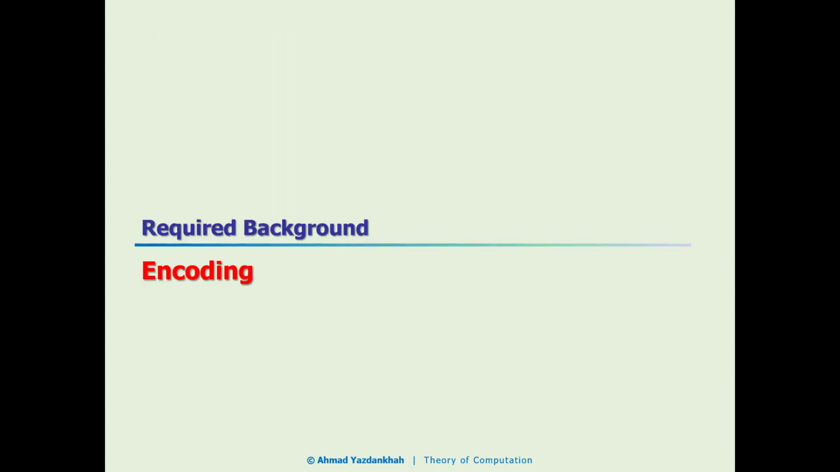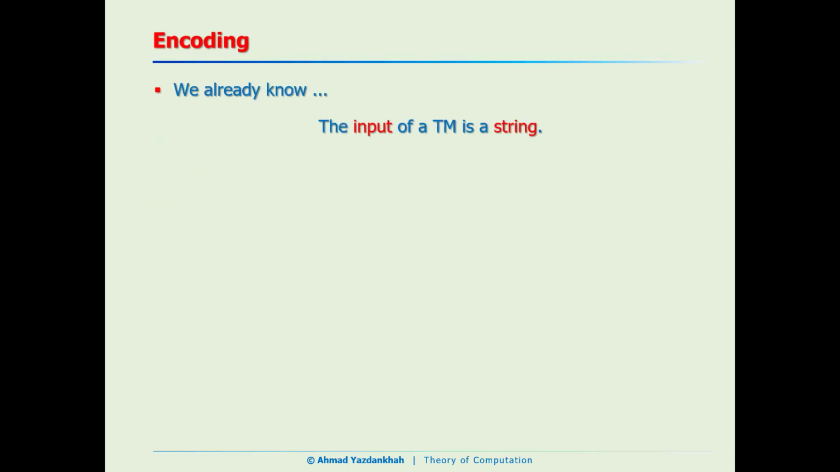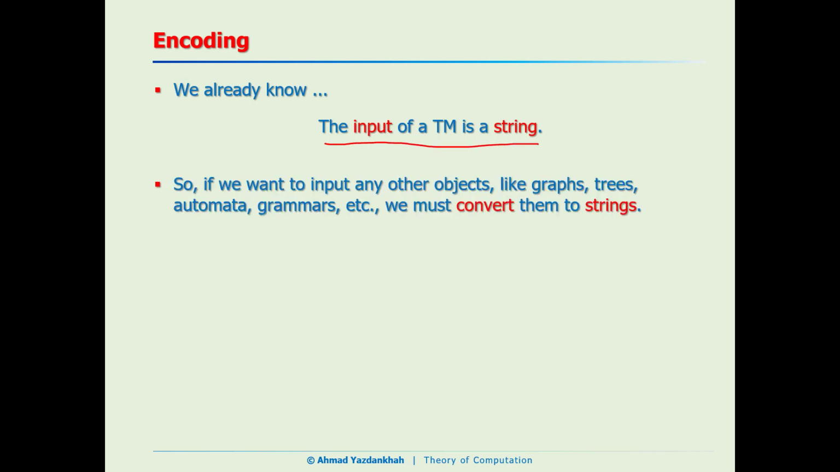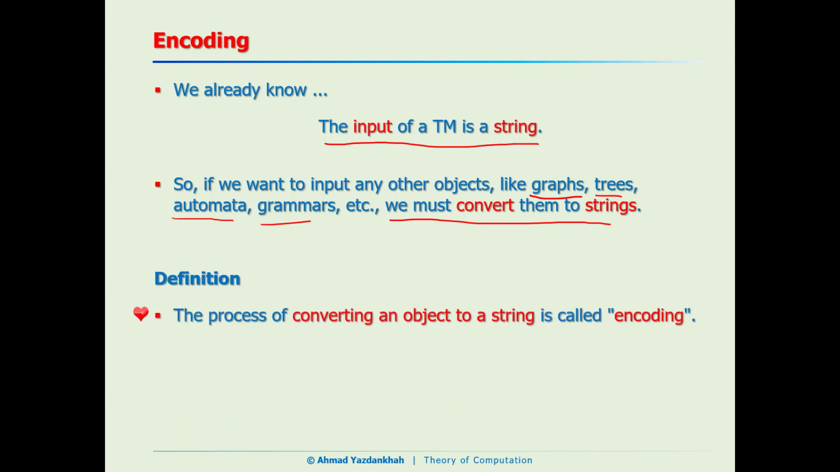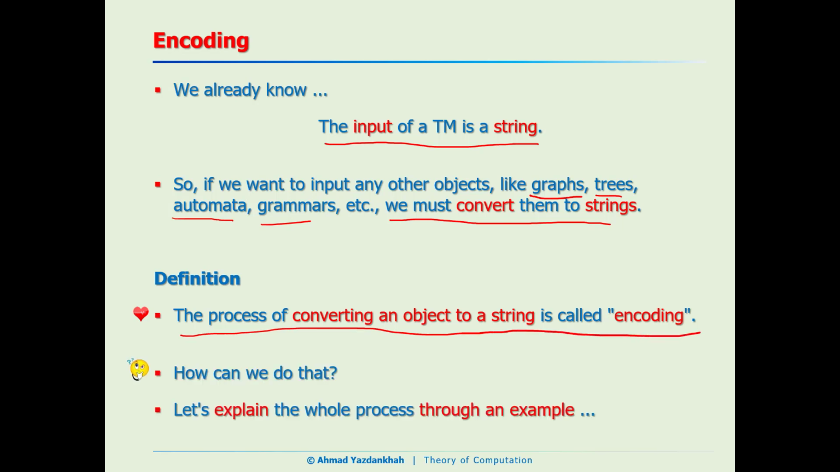Now let's see what encoding is. We all know that the input of a Turing machine should be a string. If we have other objects, for example, if we want to work with graphs or trees or other automata or grammars, none of them are strings. So we must convert them to a string. So here is the definition of encoding. The process of converting an object to a string is called encoding. Question: how can we do that?